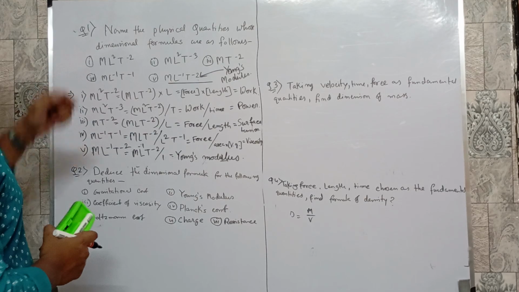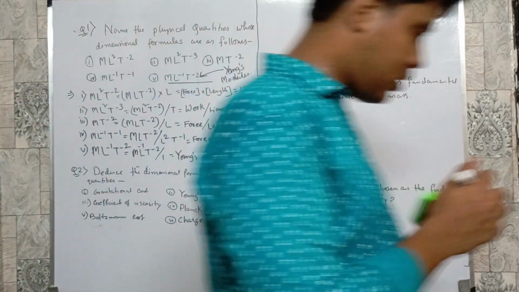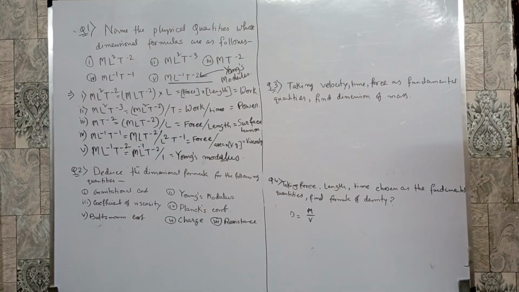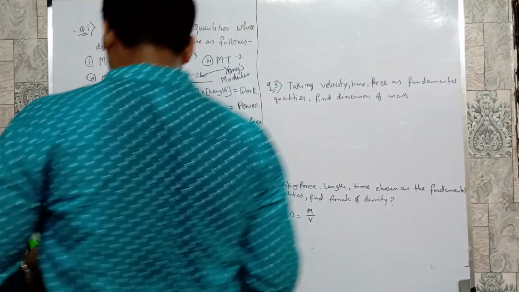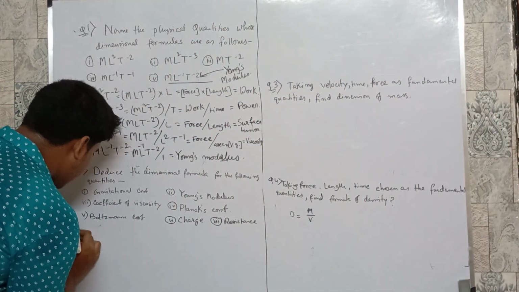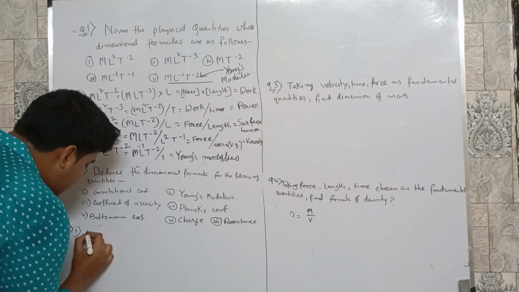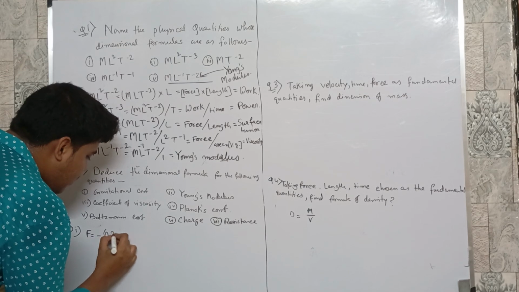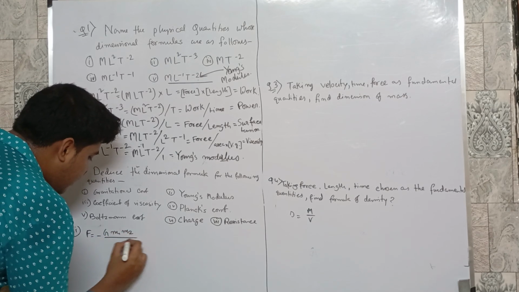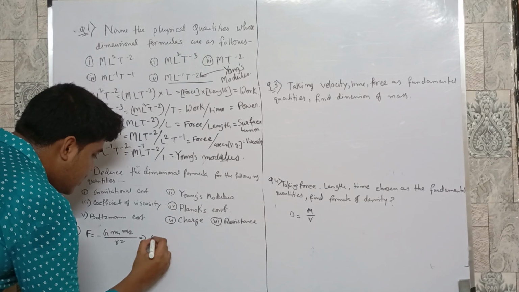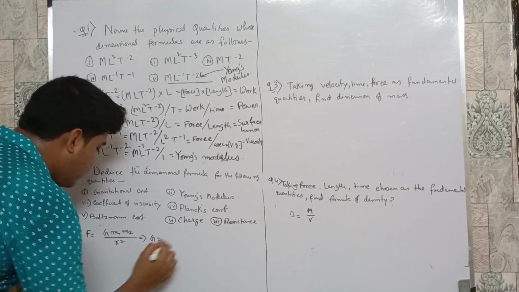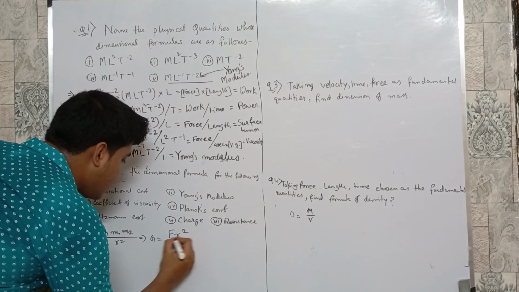You have found out all the dimensions of physical quantities. The second question: deduce the dimensional formula for the following quantities. So physical quantities are given, which you will have to find, one by one. First is the gravitational constant. The formula for gravitational constant is F equals to minus G m1 m2 divided by r square. So from here, G equals, neglecting the sign right now, F r square by m1 m2.